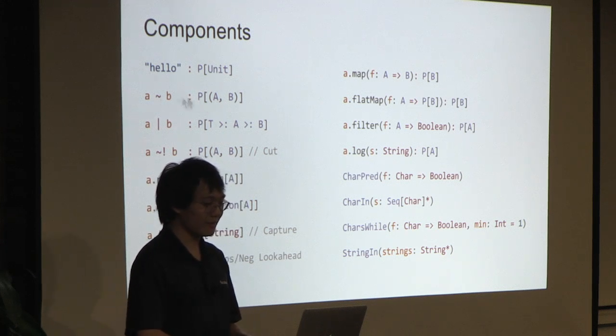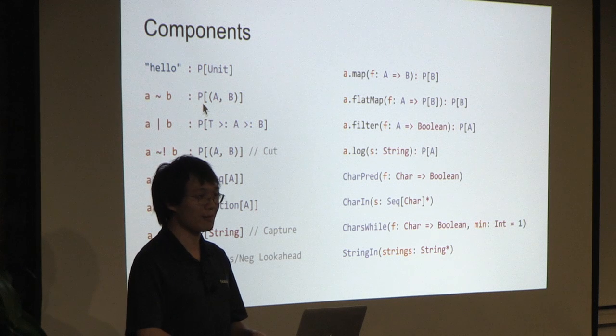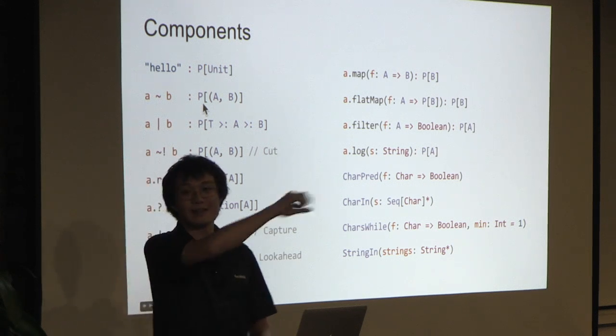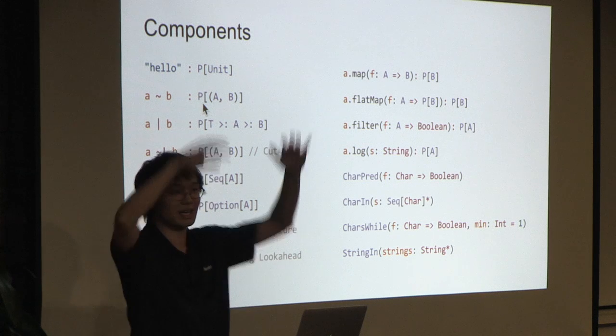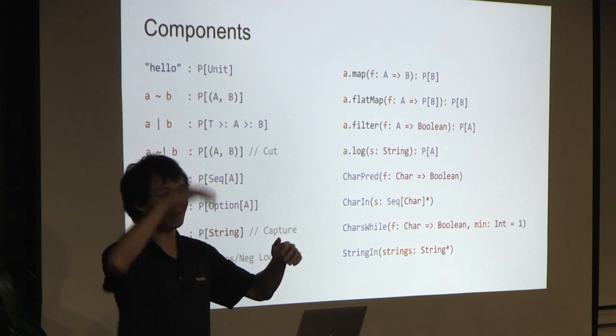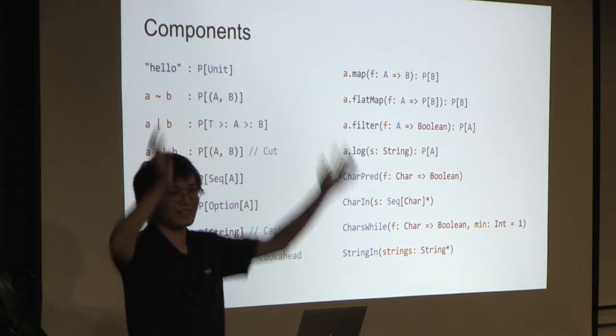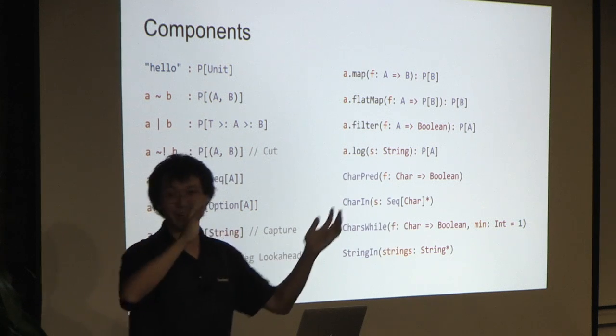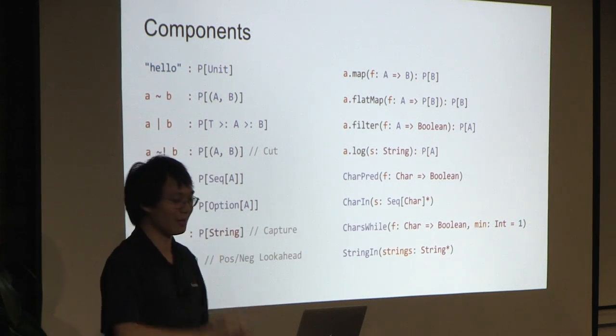Tilde between 2 parsers will give you a parser that parses one after the other, and will then return a tuple of both values. So this is not quite so simple. If the thing on the left is a tuple, it'll be a bigger tuple and a bigger tuple, but it's close enough. It just gives you a tuple of the values that you care about.